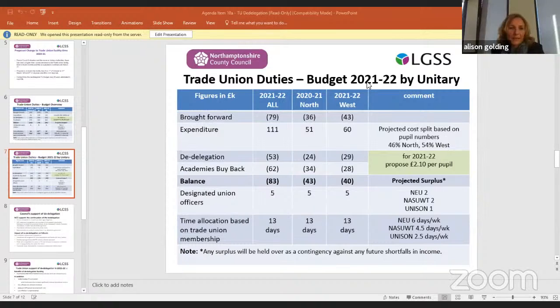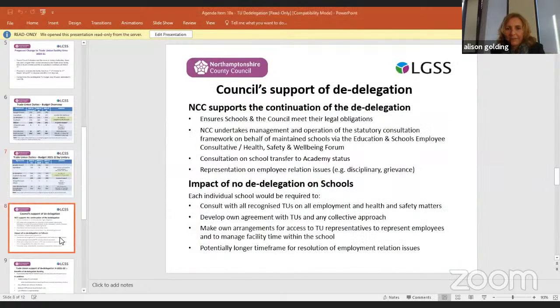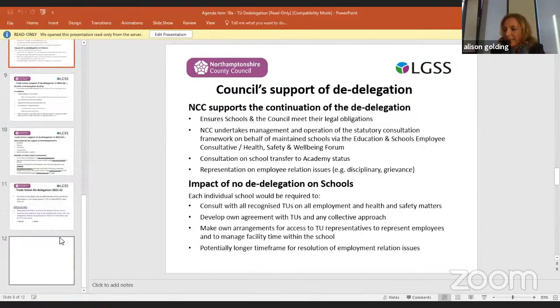Okay, thank you, Beth. So moving on to the next slide. As previously reiterated on behalf of NCC, we continue to support the delegation at NCC. It does ensure that schools and the council meet their legal obligations. In respect of that, it's a system that works for us. So as I said, we continue to support that.